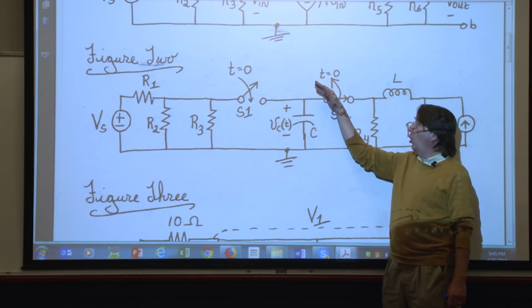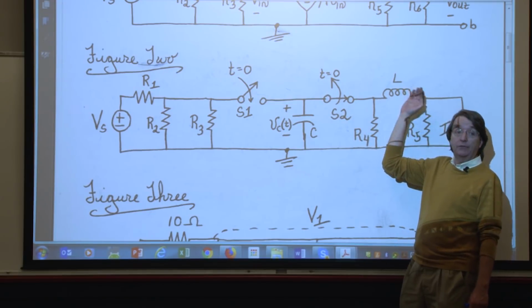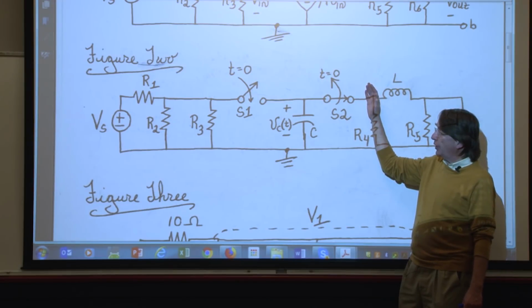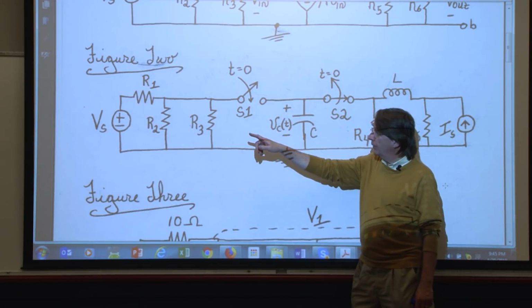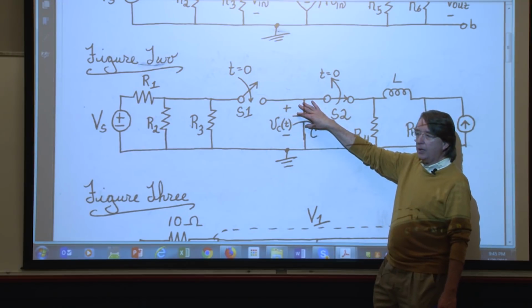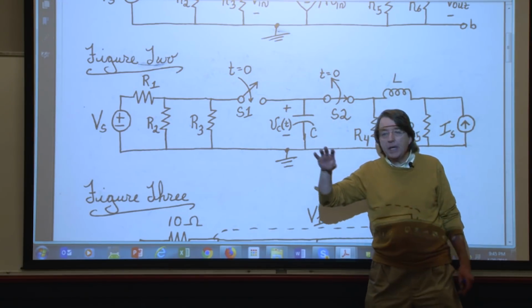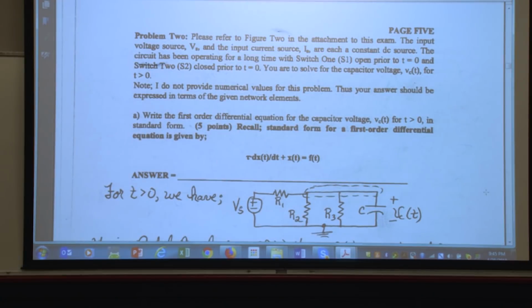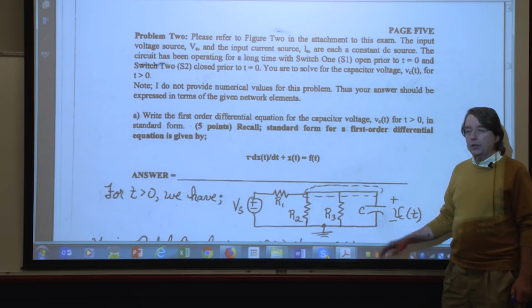If this switch is open, everything to the right of this switch is not important for us right now. So I'm going to redraw the circuit with R1, R2, R3, and the capacitor. That now becomes the circuit for t greater than 0. So if I go to my solutions, and notice the first thing I do is to redraw the circuit so I know what it looks like.